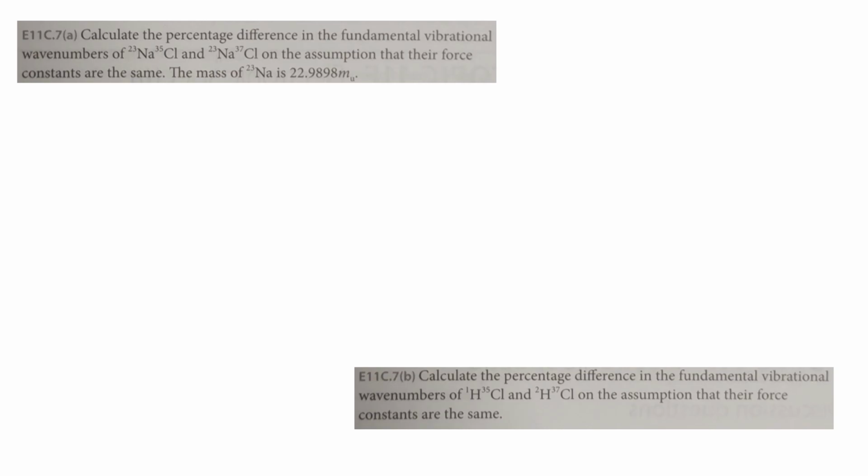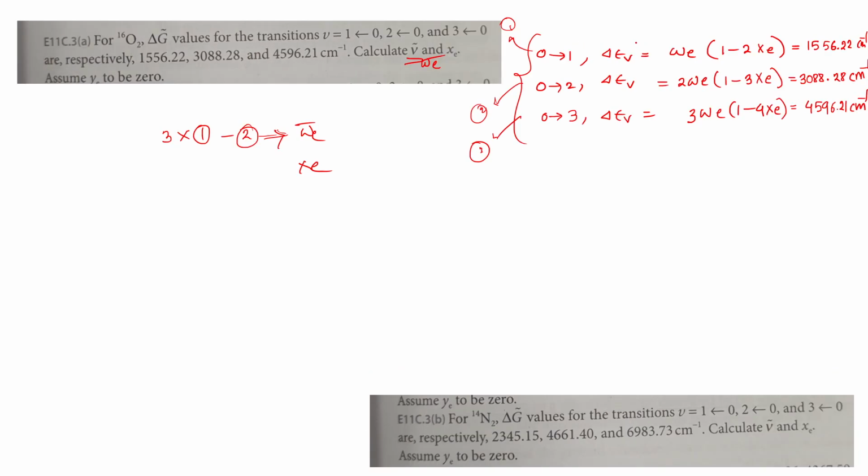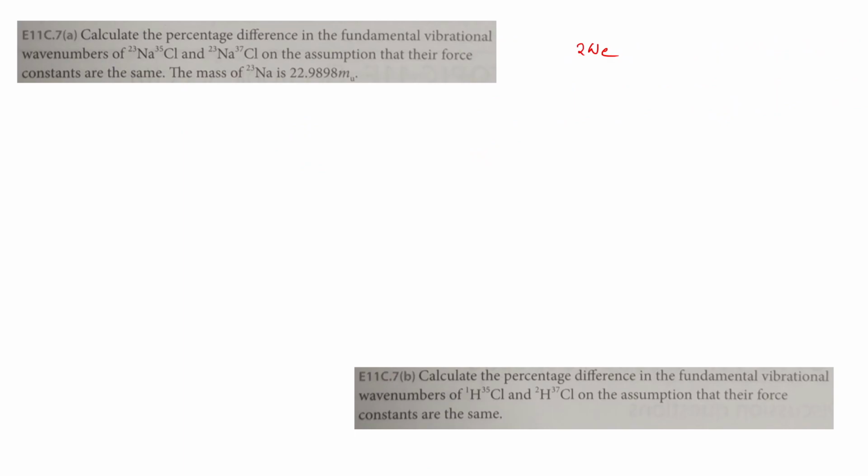So the question says calculate the percentage difference in the fundamental vibrational wave numbers of these two sodium chlorides having two different chlorine isotopes on the assumption their force constants are the same. Okay. So same, for your fundamental, you can take your xe, your anharmonicity constant, to be 0, and you will get your fundamental is how much? Your fundamental is 2 ωe, right? Is it? Actually ωe, right?